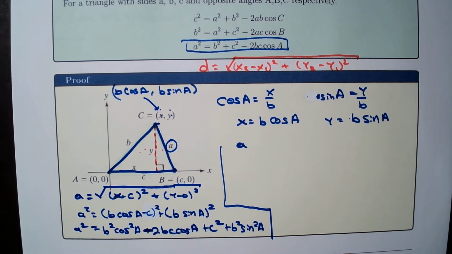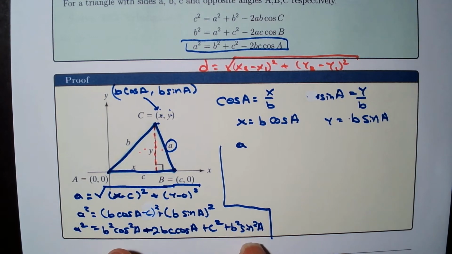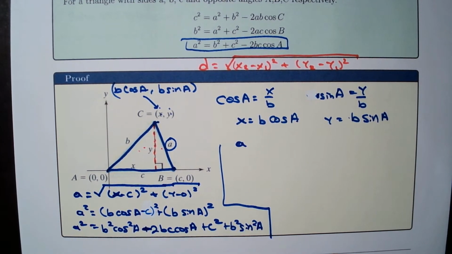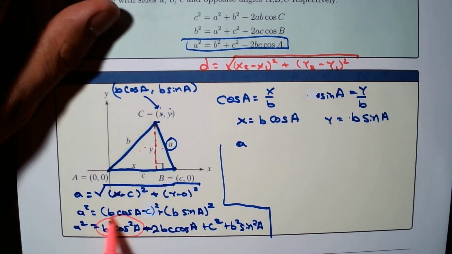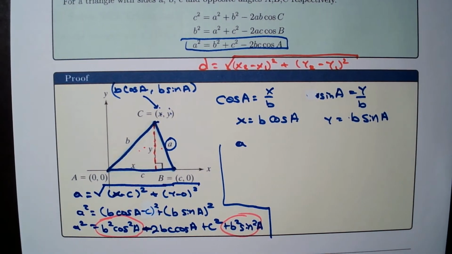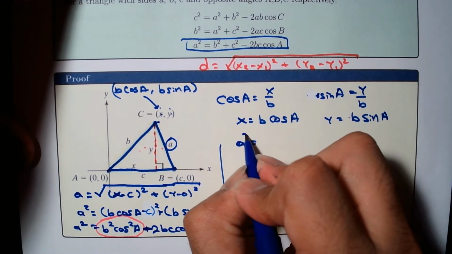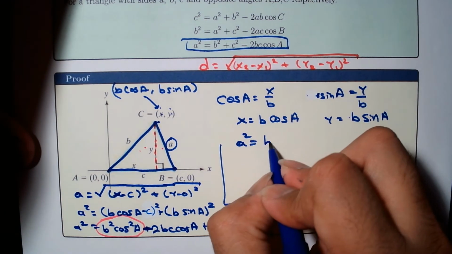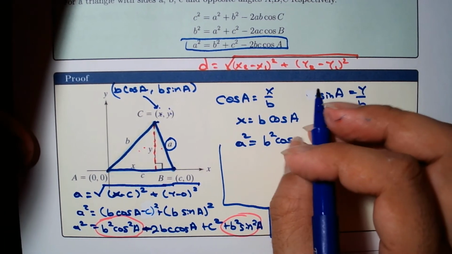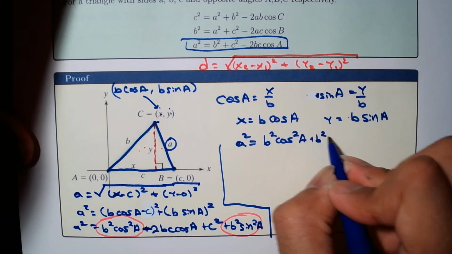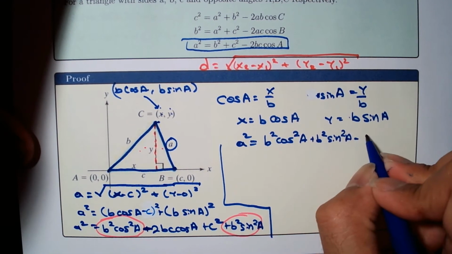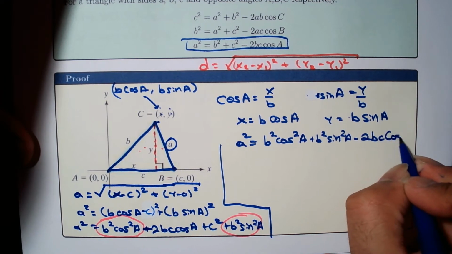So all we're going to do now is simply rearrange terms, because something worth observing here is that these two terms right here, let me show you, I'm going to put these two together for one reason. Number one, this one and that one. I'm not really combining anything yet, just this is squared again. So this is b squared cosine squared a plus b squared sine squared a minus 2bc cosine a.